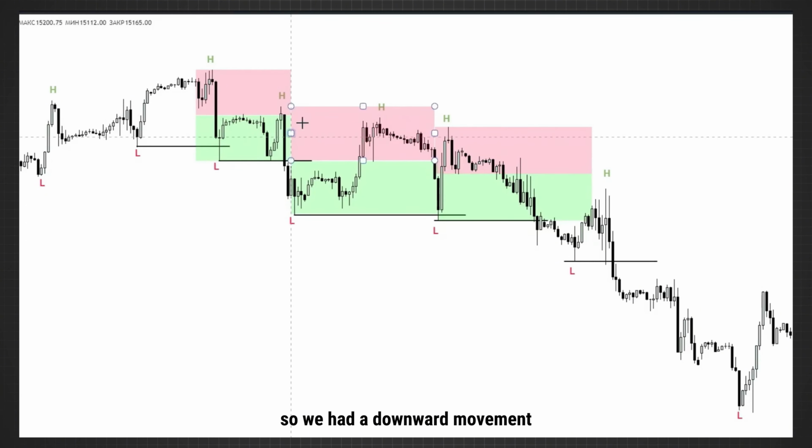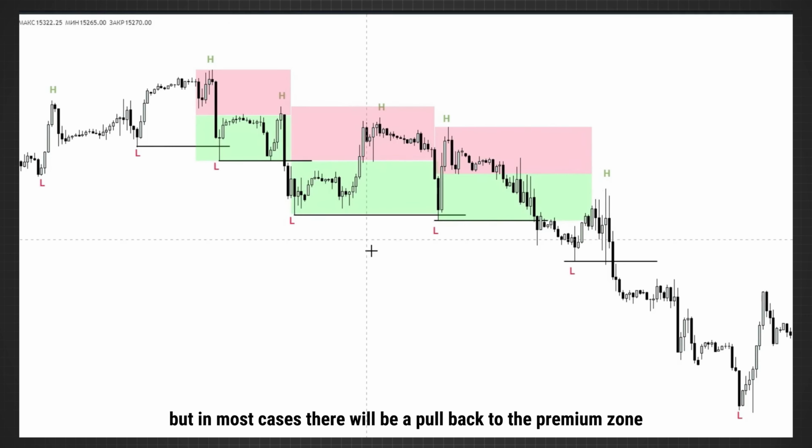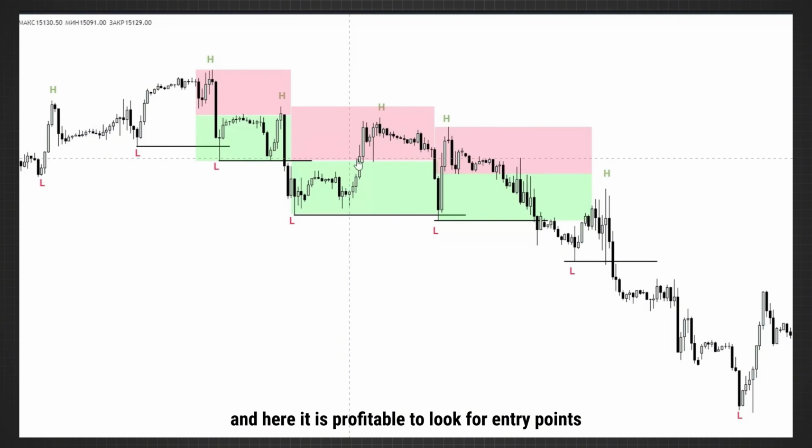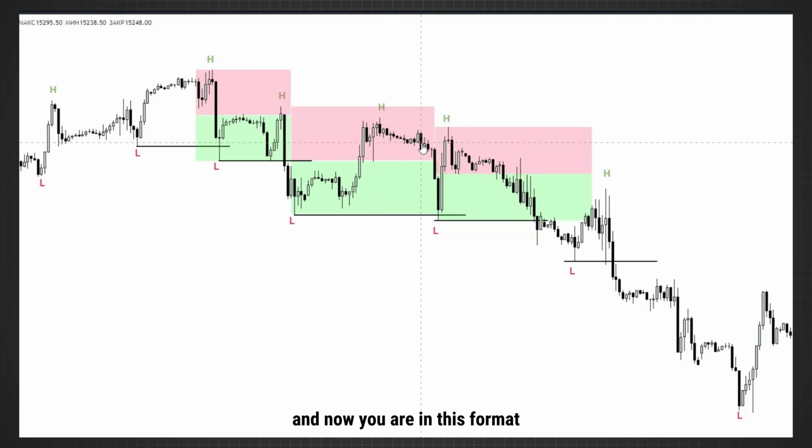So we had a downward movement. It is really stupid to sell here because, yes, okay, the price may go down immediately, but in most cases there will be a pullback to the premium zone. So the price has to go up. Everyone should chase it. And here it is profitable to look for entry points to sell with exit at the next liquidity withdrawal. And now you are in this format.